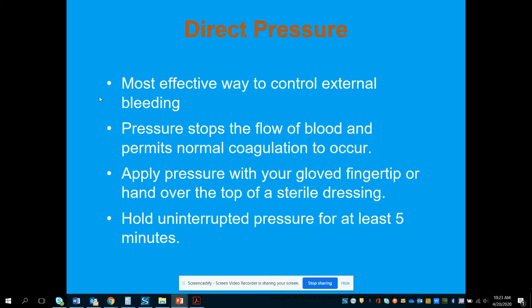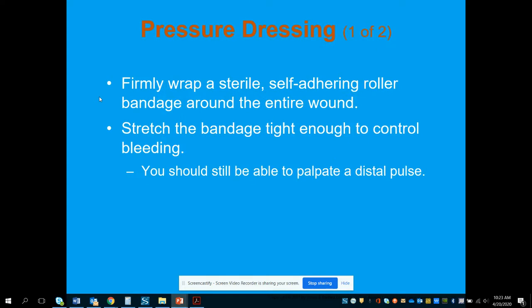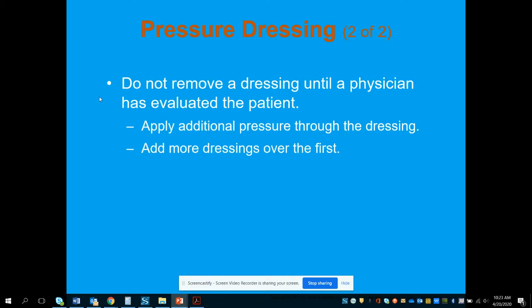Now, if the direct pressure works, then we can move on to putting on that pressure dressing. And so again, in my video, you'll see how you're going to stretch that bandage tight enough to control bleeding. You can rotate it a couple of times to create some type of pressure point there. And we can apply additional pressure over the dressing if we need to, and add more dressings over the first.